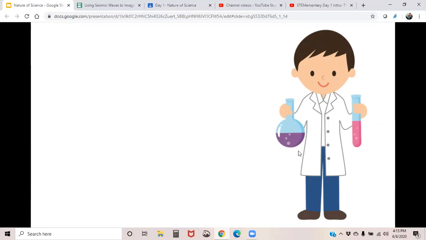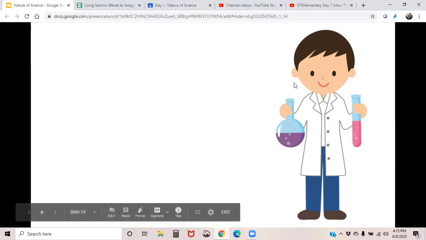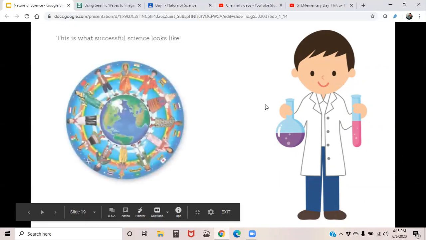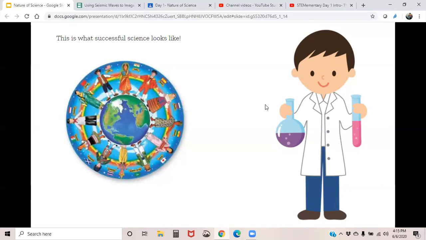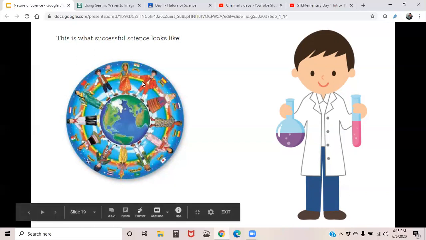And so this is the misconception that only these people should be interested in doing science, or these are the only people that can be good at science. And so we need to tear that misconception down for kids early. And so to me, this is what successful science actually looks like. These are scientists.